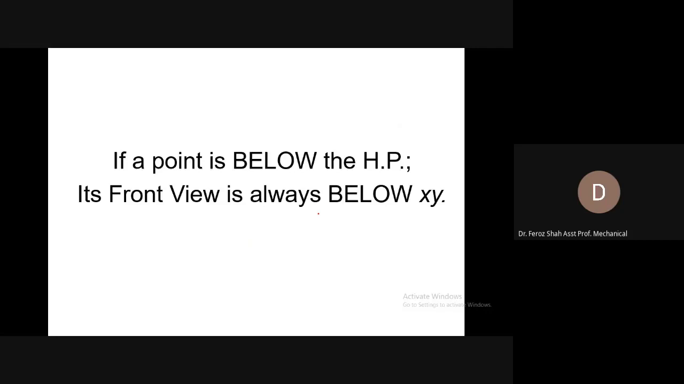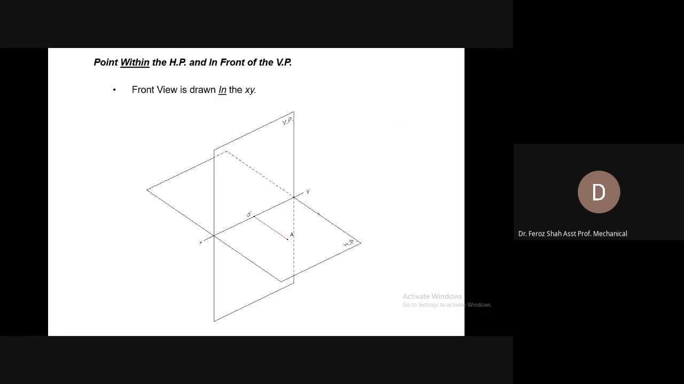If the point is within the horizontal plane, its front view also comes within the XY reference line. So, a point within the horizontal plane and in front of the vertical plane. Now the case is for within the horizontal plane. We have seen so far three cases for above the horizontal plane, three cases for below the horizontal plane, and now three cases for within the horizontal plane.